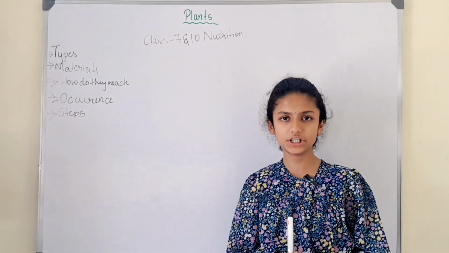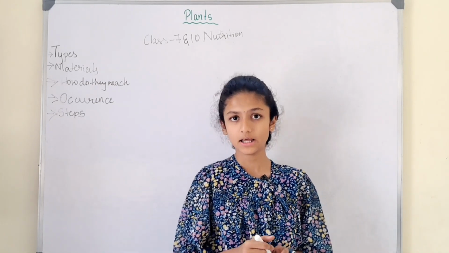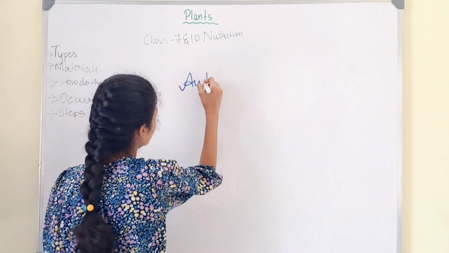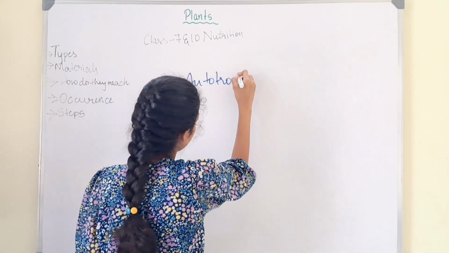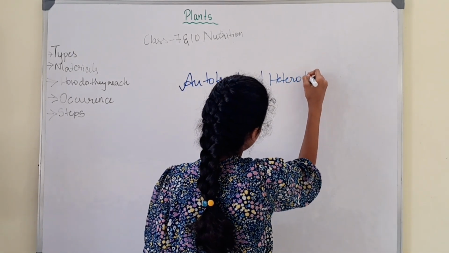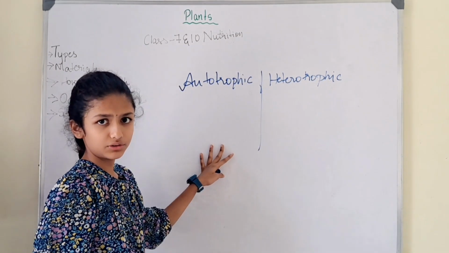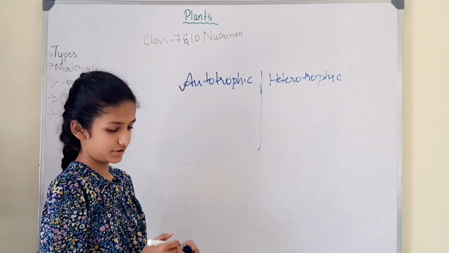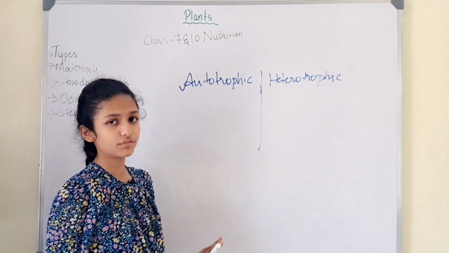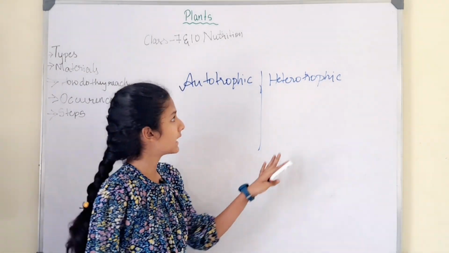Now we are going to see nutrition in plants. Nutrition is basically of two types: autotrophic nutrition and heterotrophic nutrition. Autotrophic nutrition: autotrophs can prepare their own food. They don't depend on other organisms for their food.